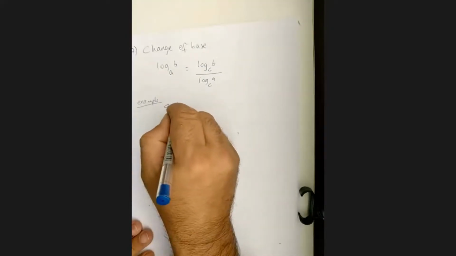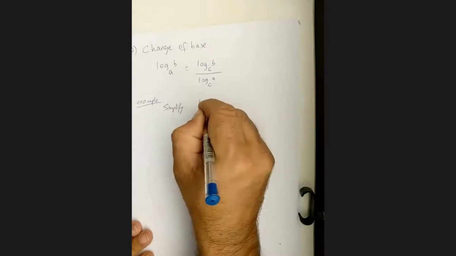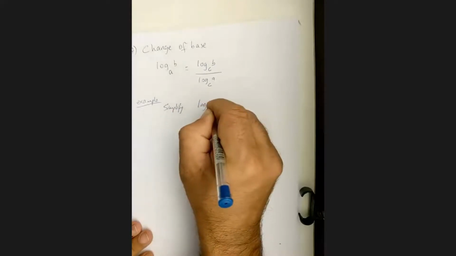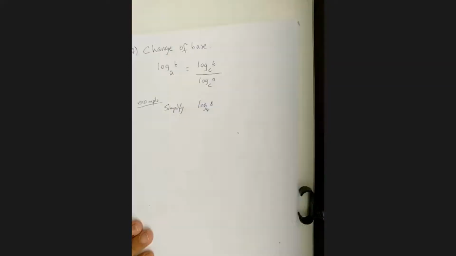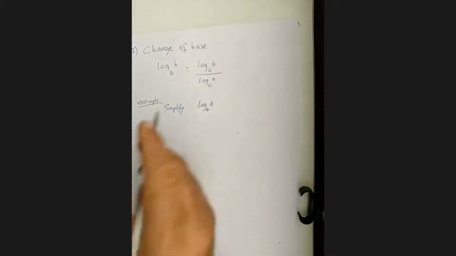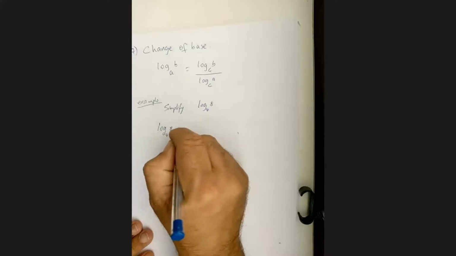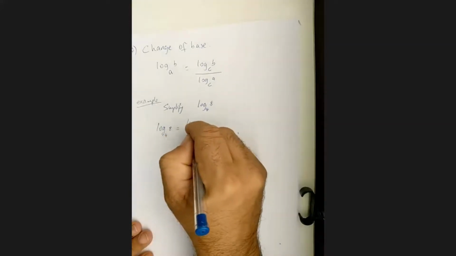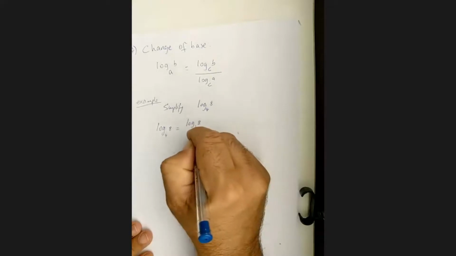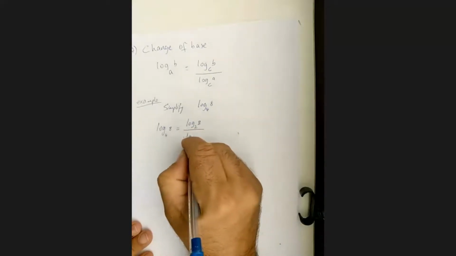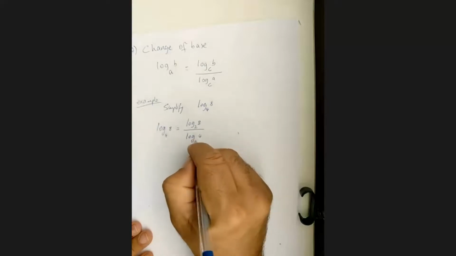Simplify logarithm of 8 to base 4. As you know, 8 is the cube of 2 and 4 is the square of 2. So I am going to change the base from 4 to 2. So logarithm of 8 to base 4 will be equal to logarithm of 8 to base 2 divided by logarithm of 4 to base 2.